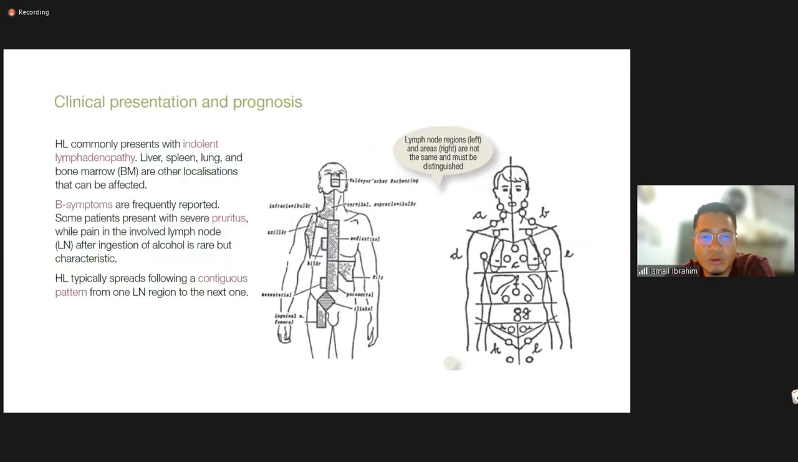So remember the Ann Arbor staging. This is a very old diagram that we can look at, but the Ann Arbor staging is used to describe whether the disease is at one area, two areas, does it cross the diaphragm? Is it only one side, so only above or below, or does it involve outside the lymphatic system?